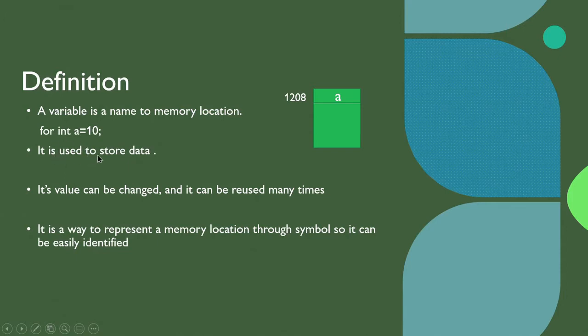So it is used to store data. Its value can be changed. We can change the value and we can reuse it many times. It is a way to represent a memory location through a symbol, so it can be easily identified. We can easily identify a instead of 1208. Okay, so this is how the variables are stored.